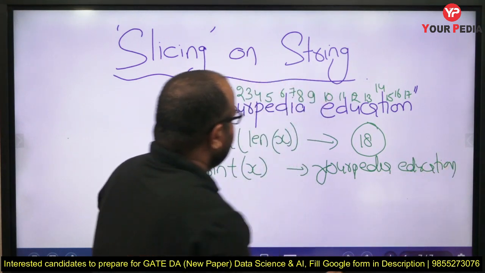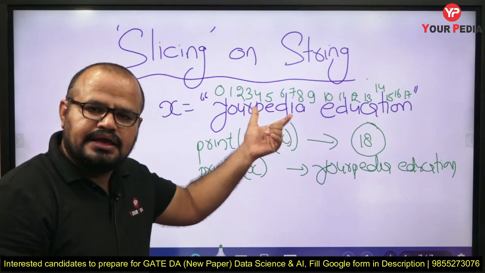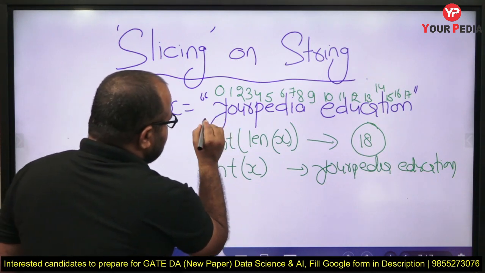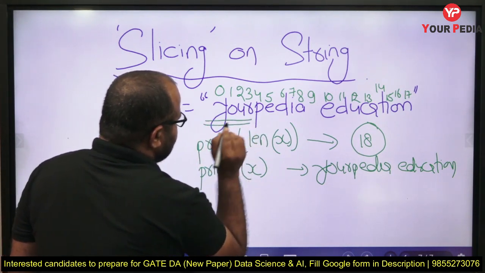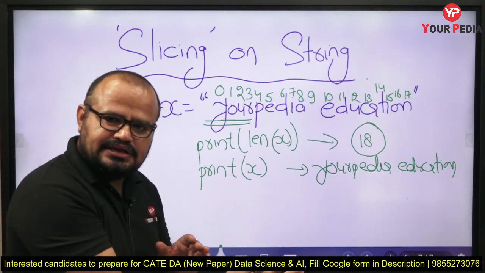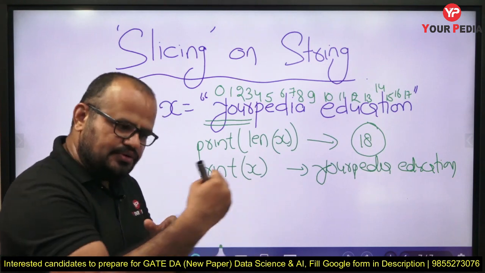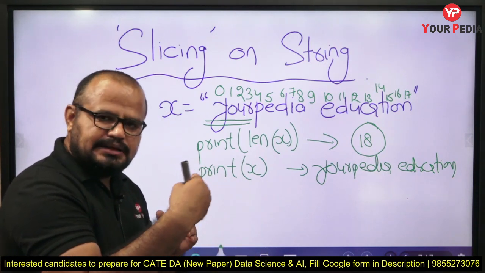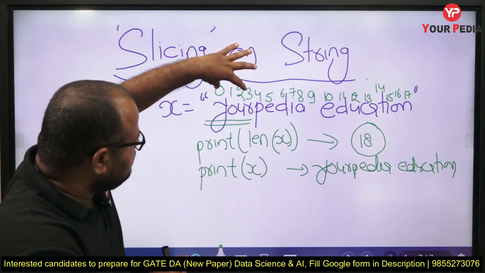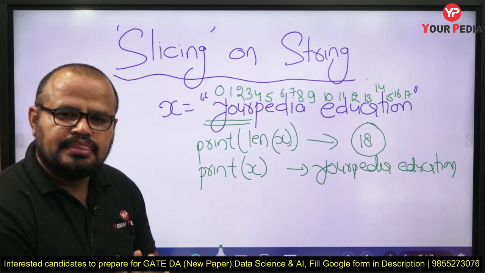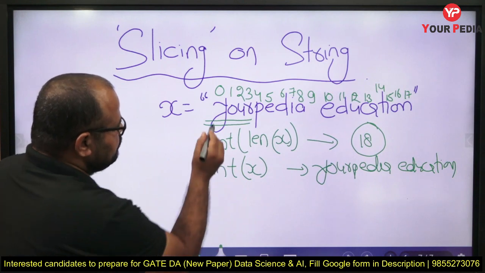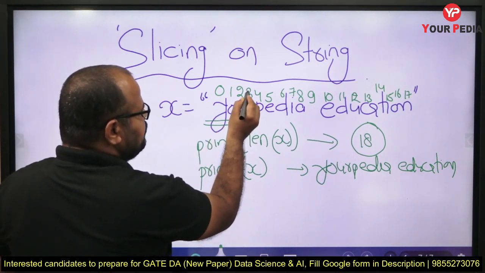But how am I going to slice a string? Suppose you want to print only YOUR, these four characters of the string. That means you are trying to slice the string, to cut the string, to make pieces of your string. So you have to print only the four characters, which start from index 0, and in YOUR, R is at index 3.